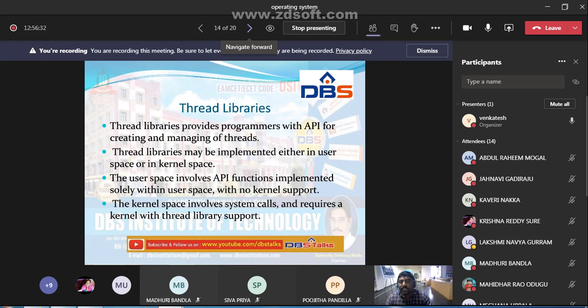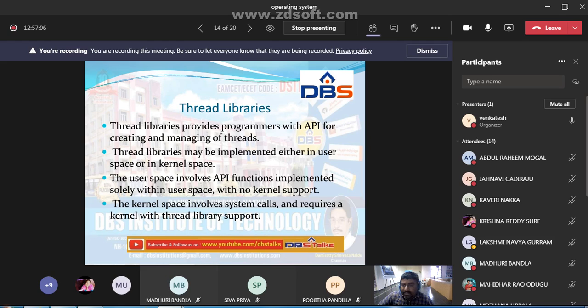Next concept is thread libraries. What is meant by a thread library? Generally, we implement thread libraries either in user space or kernel space, that means user level threads or kernel level threads. The user space involves API functions implemented solely within user space. As we just studied, in user space we are not interacting with the kernel threads.